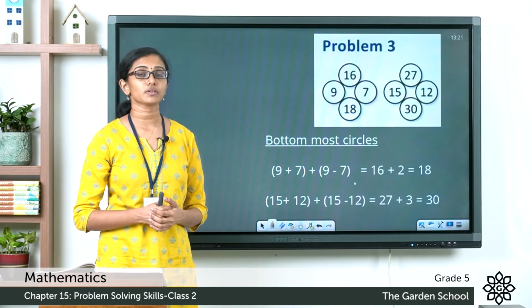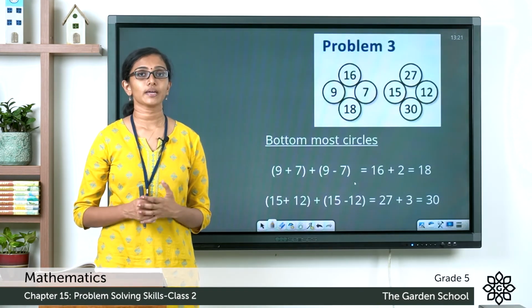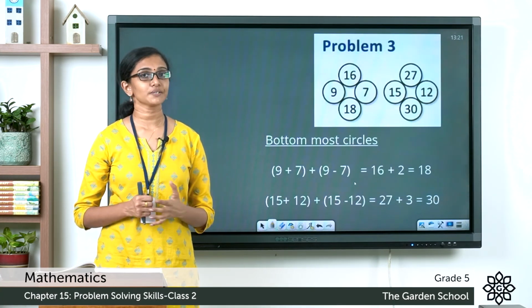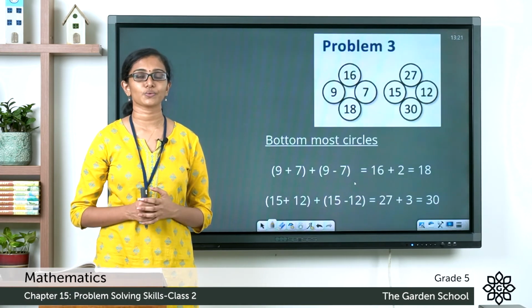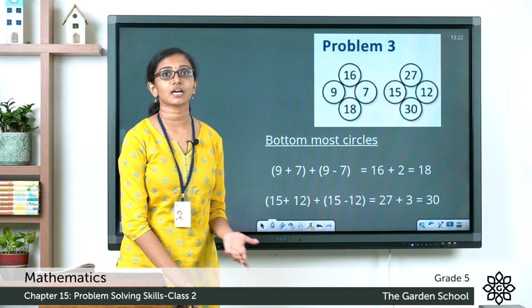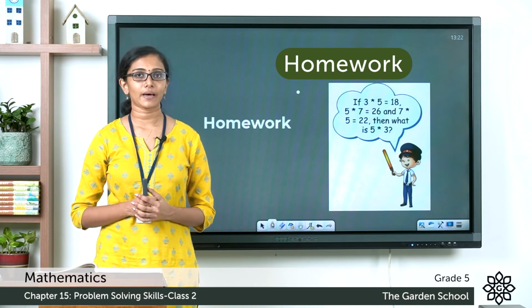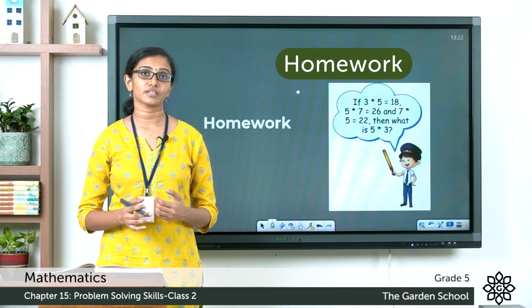Now you may be able to identify different pattern rules for this problem. Anyway, the key to this strategy is to look for a pattern, identify the pattern rule, and work towards the solution using this pattern rule. So children, I hope the problem solving strategy that we learned today is clear to you. You may go through this topic, look for a pattern, on page number 211 and 212 of your textbook.